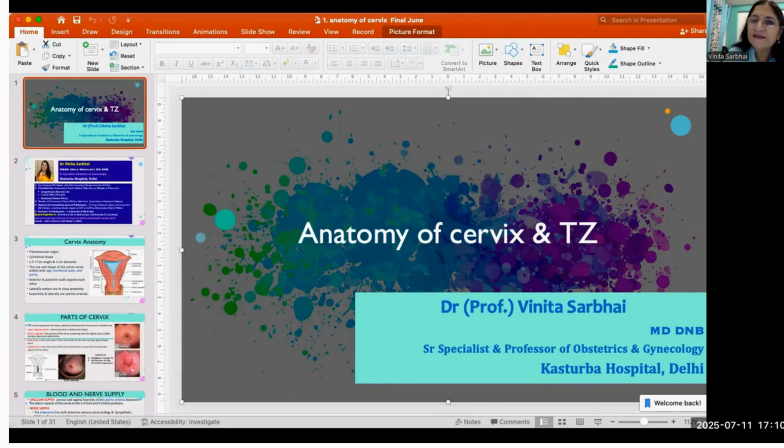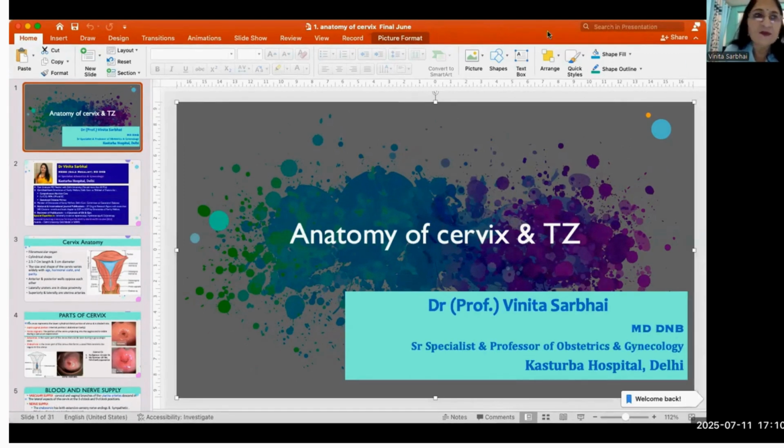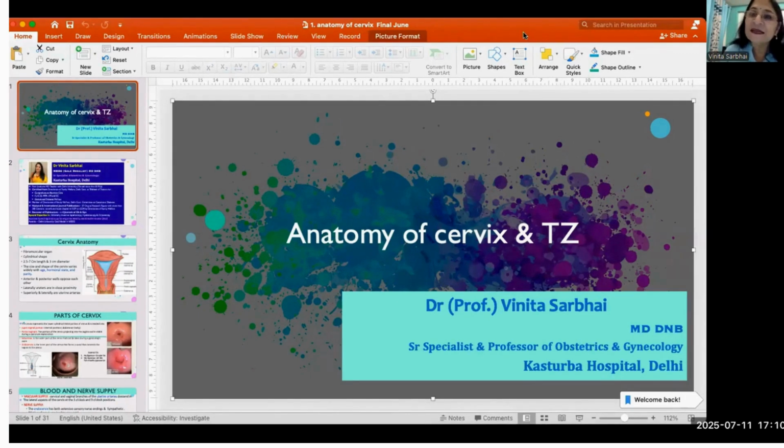I am here to tell you about anatomy because until you know all the terminologies, how to identify them, how to see them, where to look for whatever you want to see, you will not be able to understand the clinical aspect of it. So let's first begin with the anatomy of the cervix and what exactly is transformation zone.